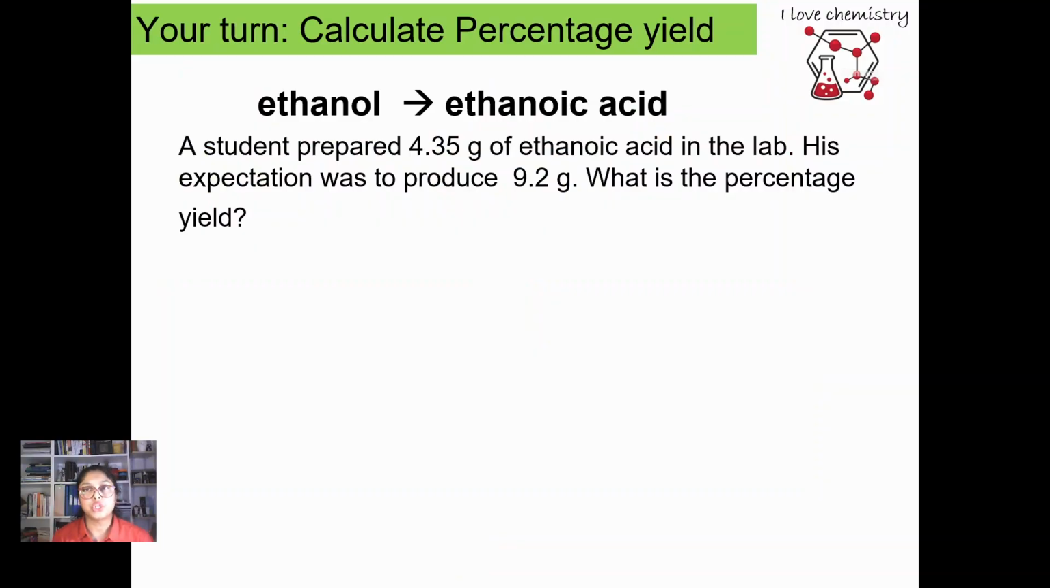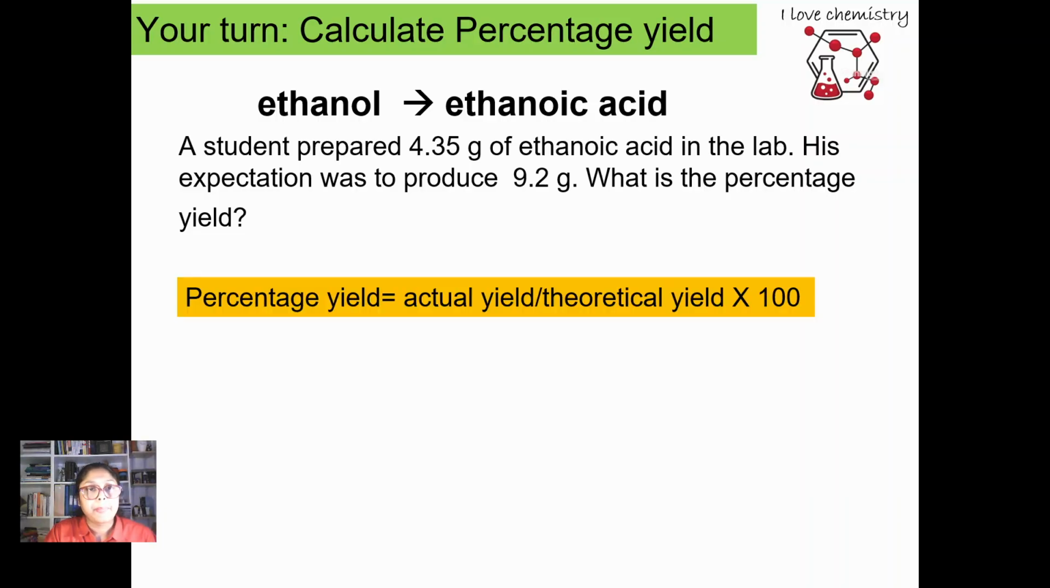Now this is your turn. The question is, a student prepared 4.35 grams of ethanoic acid. Don't bother about the names of the reactants or the products. So the student had an expectation to produce 9.2 grams. What is the percentage yield? Pause the video and do the calculation yourself. Have you got an answer?